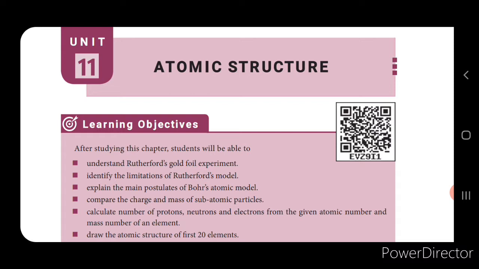And today in this session, we are going to see an interesting lesson, that is Unit 11, Atomic Structure. Now, in this lesson, we are going to see Rutherford's gold foil experiment, what is Bohr's atomic model, what are the postulates of this atomic model, and how to calculate the number of protons, neutrons and electrons, what is atomic number, what is mass number, and we are going to draw the atomic structure of first 20 elements, and what is nucleus and what is law of chemical combination. Let's go into the session, children.